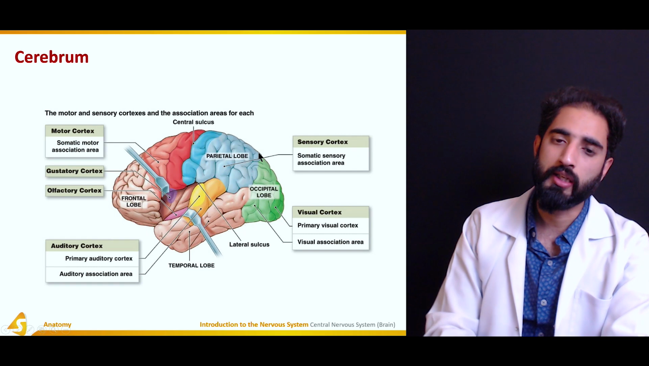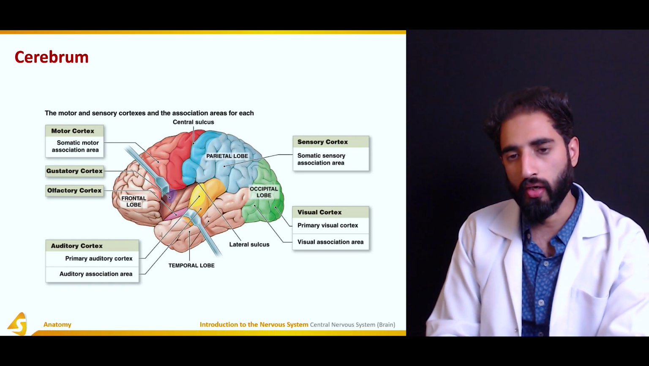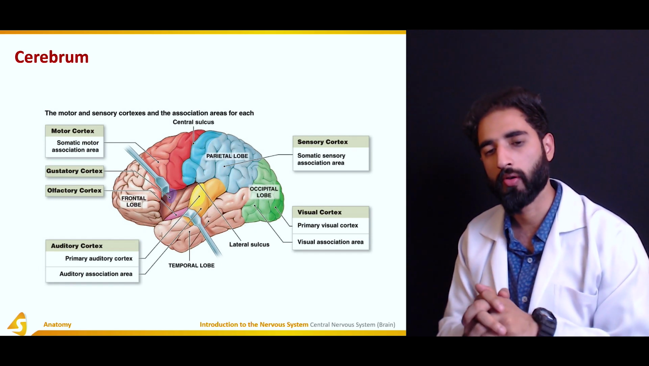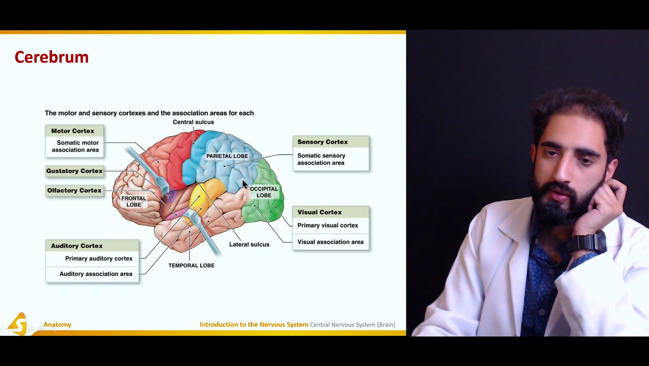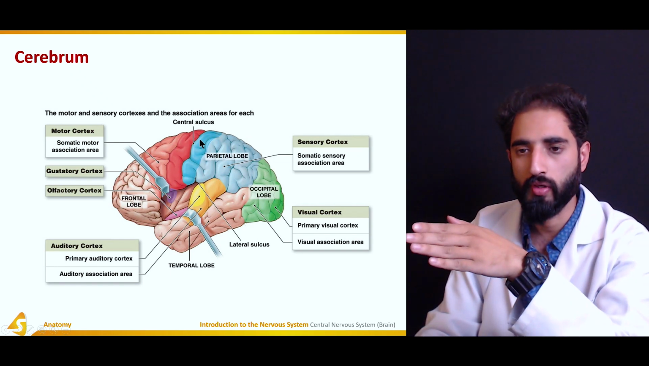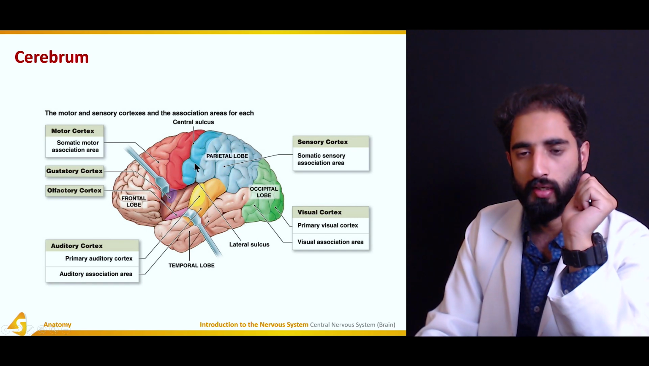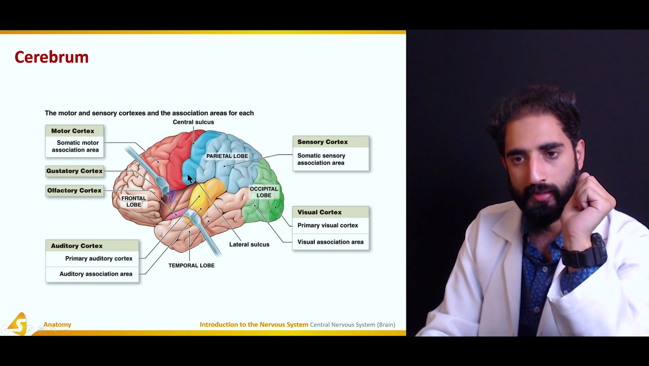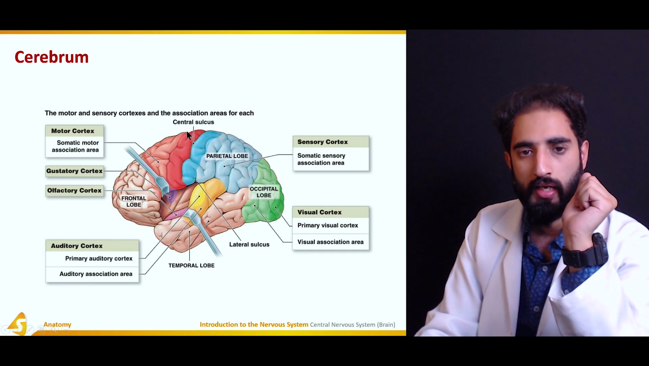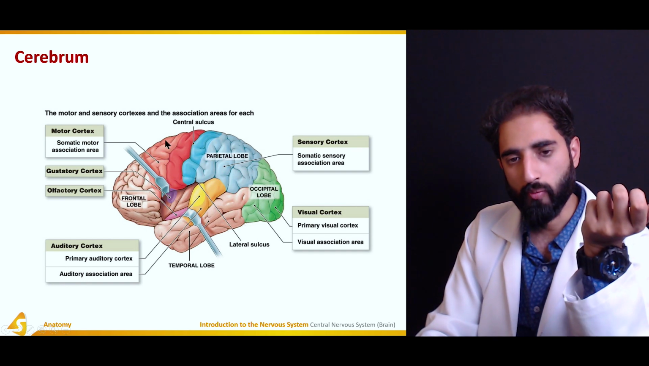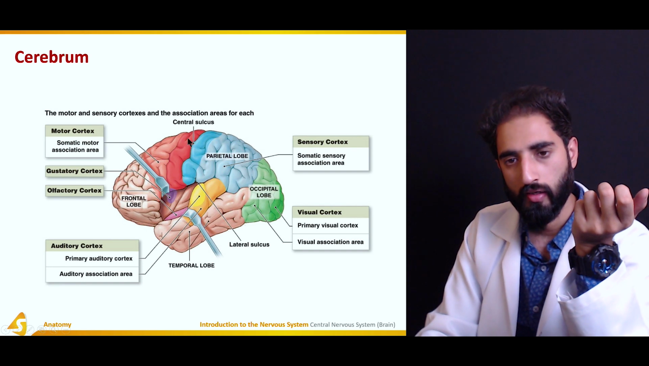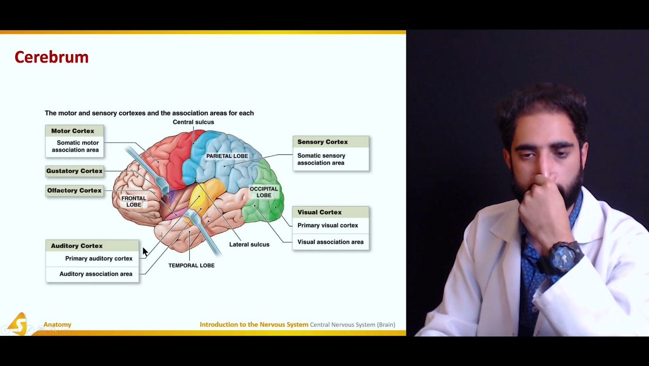And if we talk about the functional organization of the different parts of the cerebral hemispheres or the cerebral cortex, we have this central sulcus, anterior to which, as I already said, is the motor cortex, and posterior to which is the sensory cortex. So this is the somatosensory area, and this is the somatosensory association area. Similarly, this is the primary motor cortex, and this is the somatic motor association area. And this is the frontal lobe, this is the parietal lobe, this is the occipital lobe, and this is the temporal lobe.